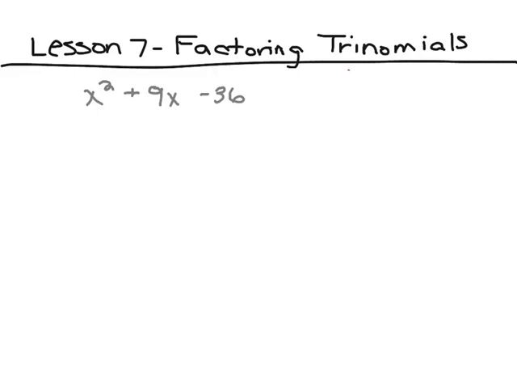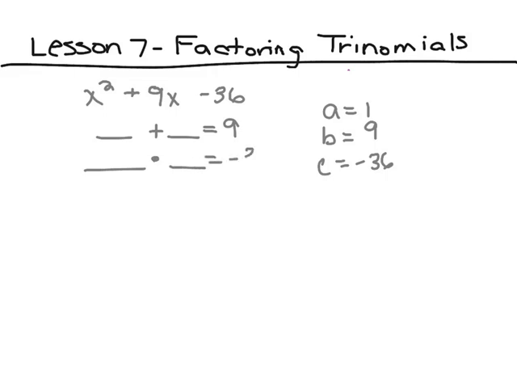For the next example, we have a equals 1, b equals 9, and c equals negative 36. We want to find two numbers that add up to 9 and multiply to get negative 36. So we're going to go through our multiples. We have 1 times 36, 2 times 18, 3 times 12, 4 times 9, and 6 times 6.